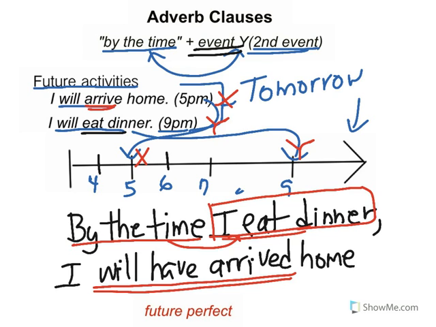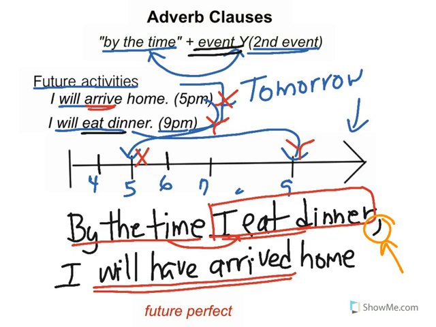You could also have written your sentence by starting with the main clause. I will have arrived home by the time I eat dinner. Then you wouldn't need this comma here. But if you started out with an adverb clause, you must put a comma here.